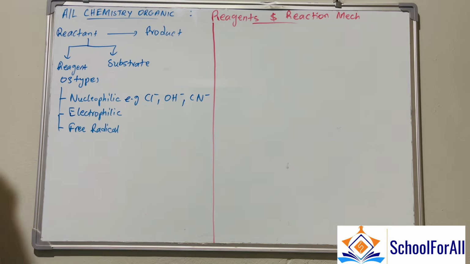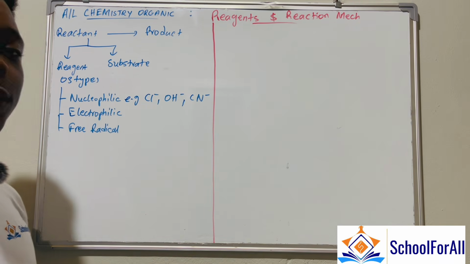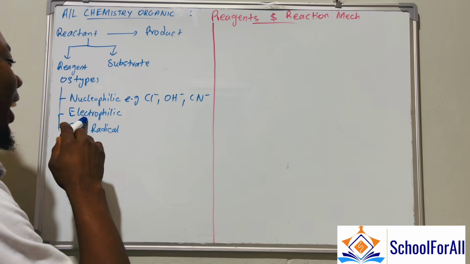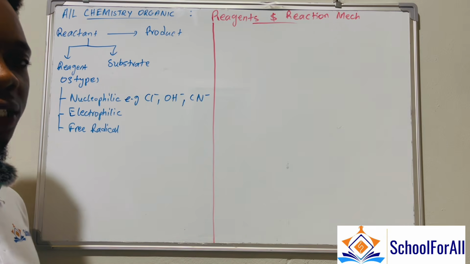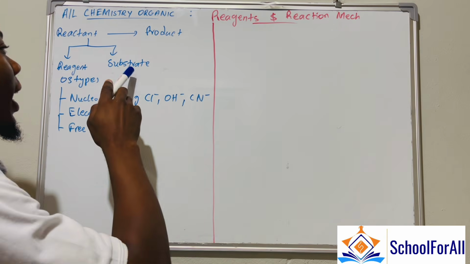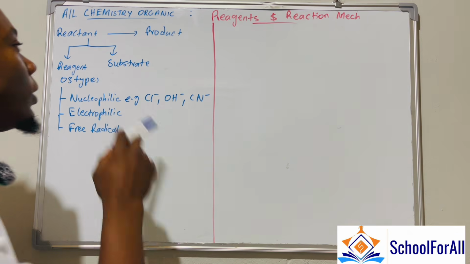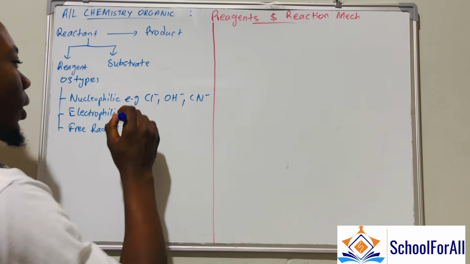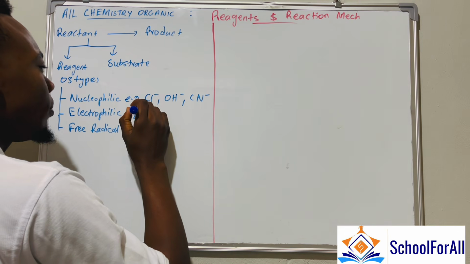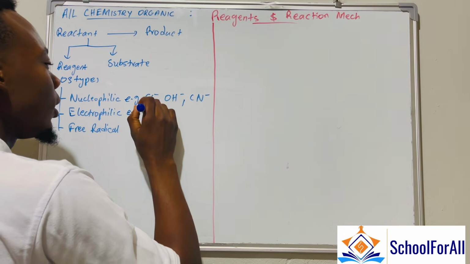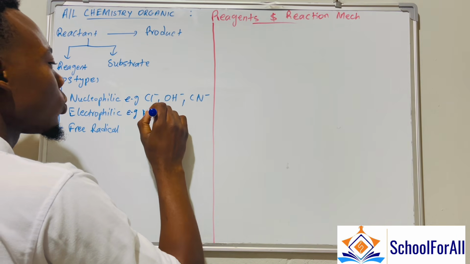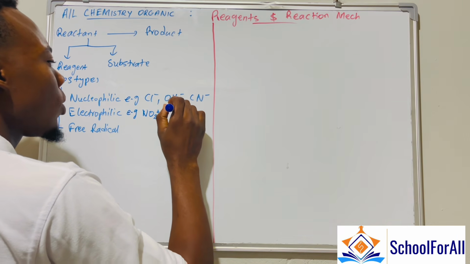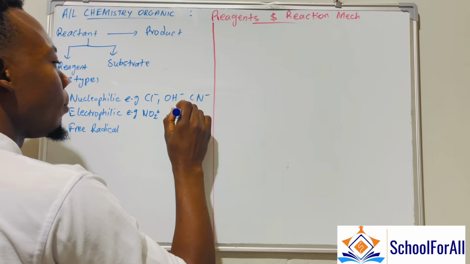Now, electrophilic reagent. What is an electrophilic reagent? An electrophilic reagent is an electron-deficient species that goes to the electron-rich site of the substrate during a chemical reaction. So generally, they are the ones having a positive charge. For example, I will have NO2 plus. I can also have R plus.